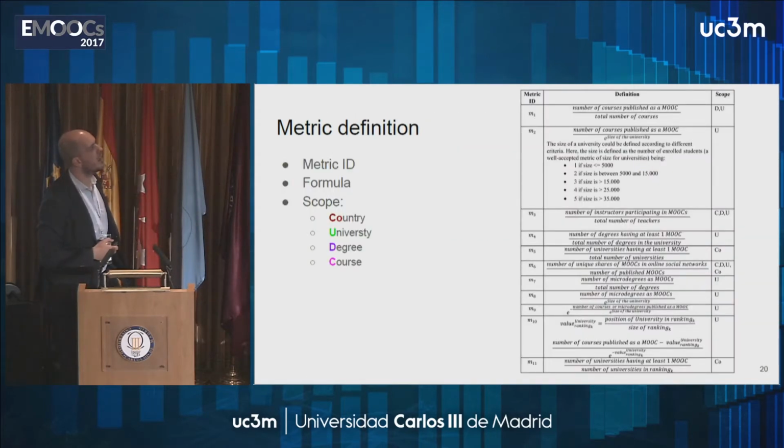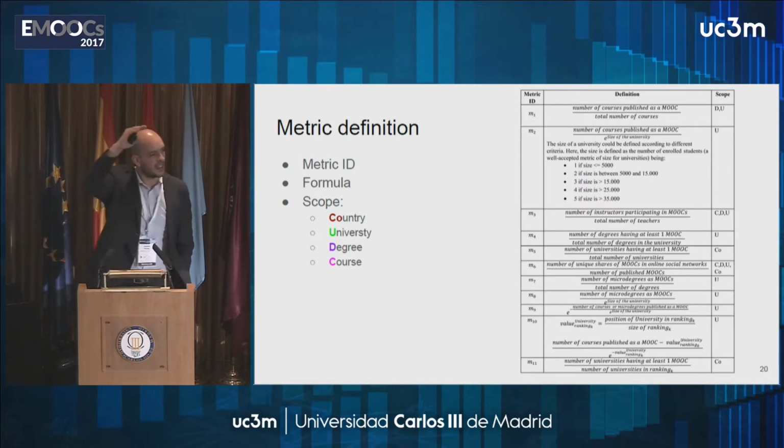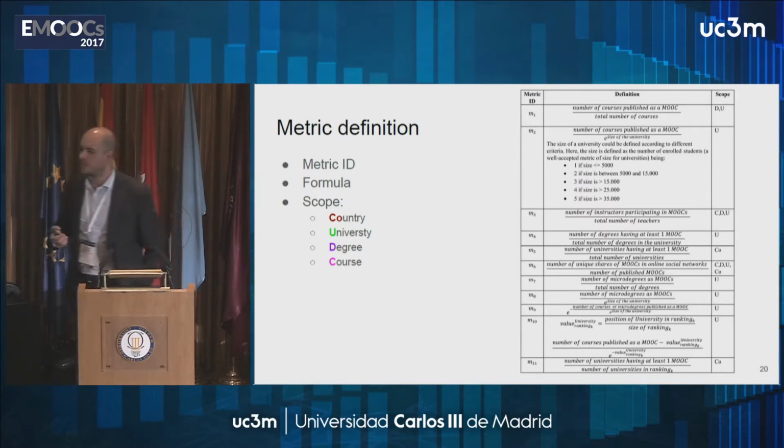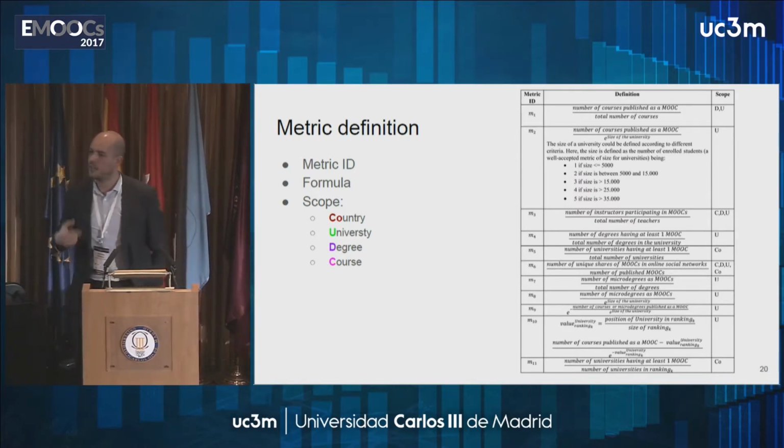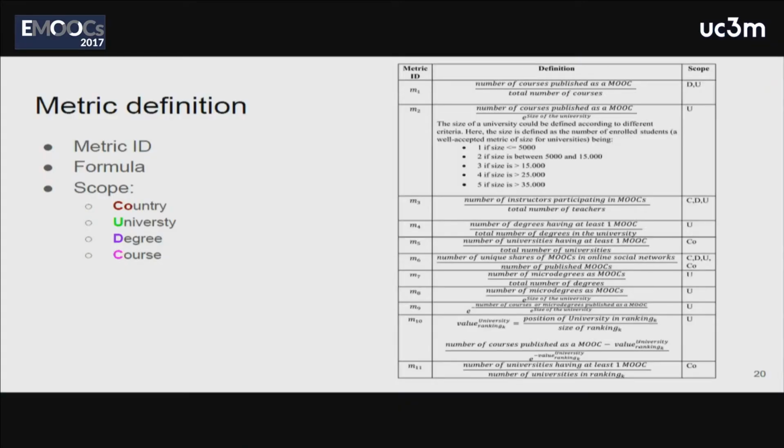But what we have done is to define an initial set of potential metrics to measure the MOOC-related activities and higher education entities. For instance, we have the metric ID, the definition, the formula, and the scope. The scope mainly country, university, degree, or course.